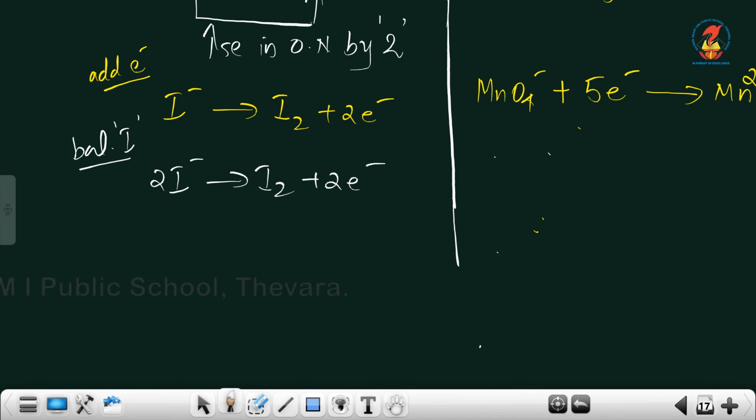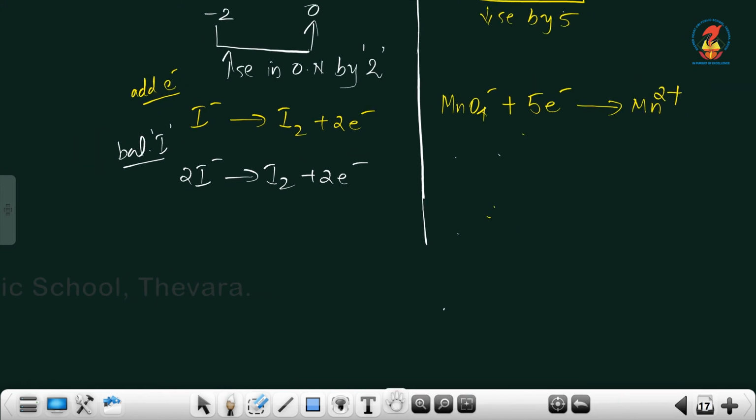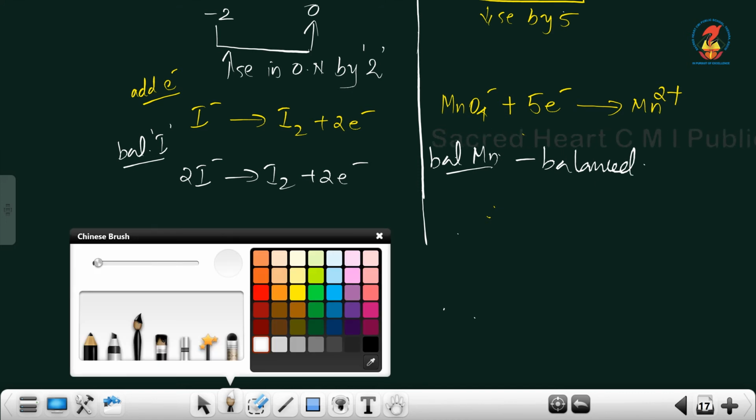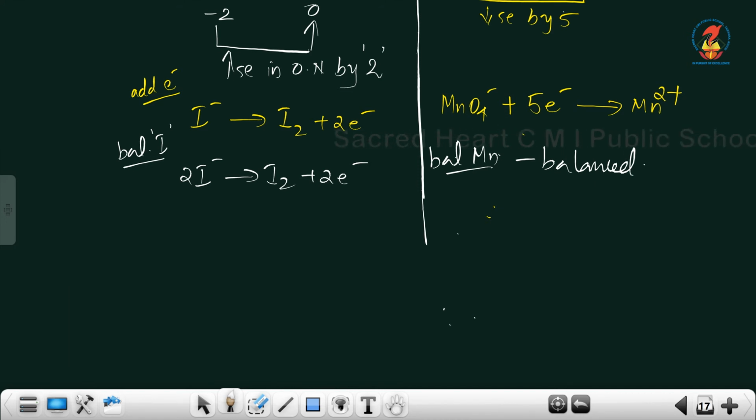So here other than hydrogen and oxygen we have manganese. So how to balance manganese here? 1 manganese on both sides. So manganese already balanced. Now after balancing all the atoms other than hydrogen and oxygen, we have to balance oxygen. But here there is no oxygen to balance. So this equation will remain as such.